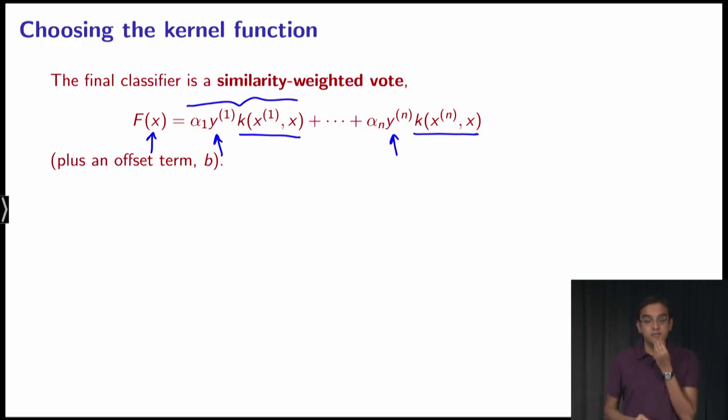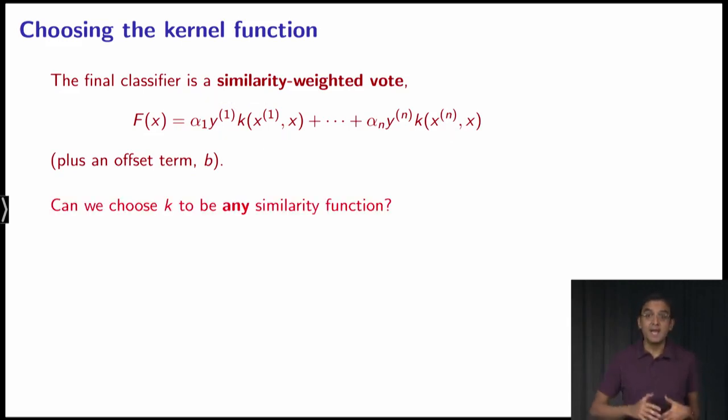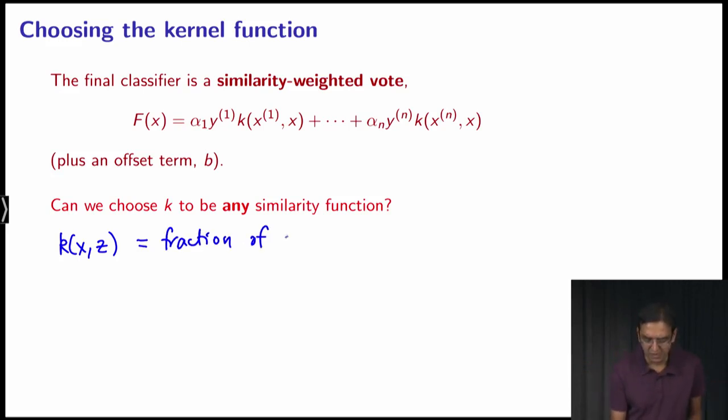And so this raises an interesting question. Can we just choose any similarity measure we want? Can we just pick any similarity measure k? So for instance, let's say that we are classifying documents. Can we just pick some similarity measure between documents that makes sense to us? For example, let's say x and z are documents, and we define the similarity between them to be the fraction of words on which they agree. The fraction of common words, or some such thing.